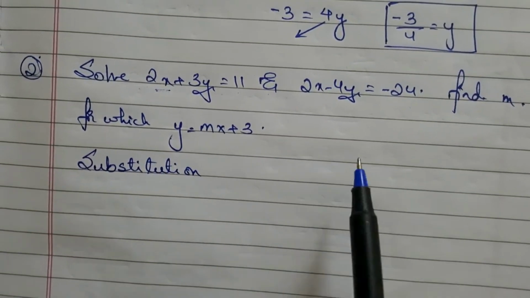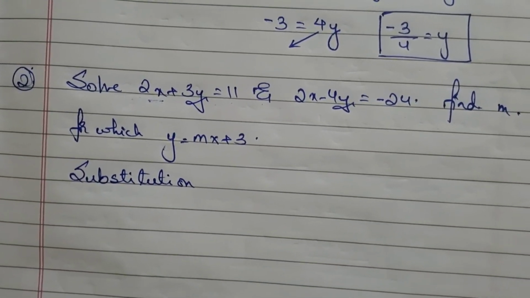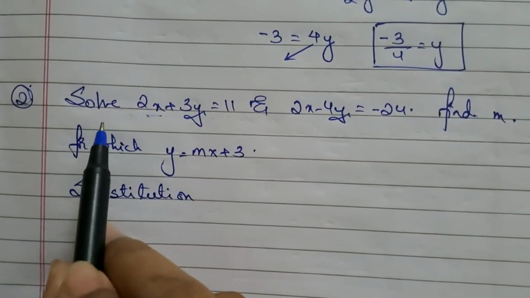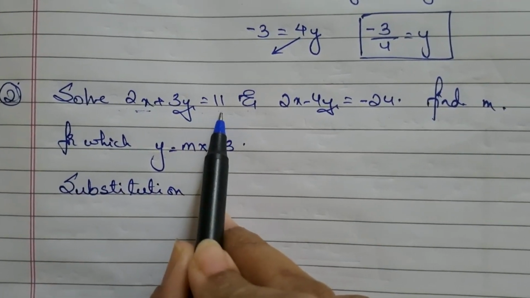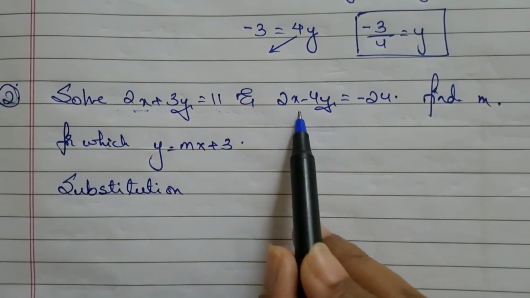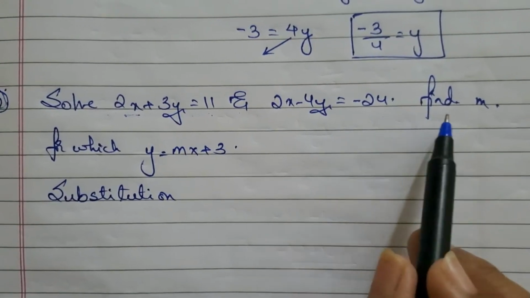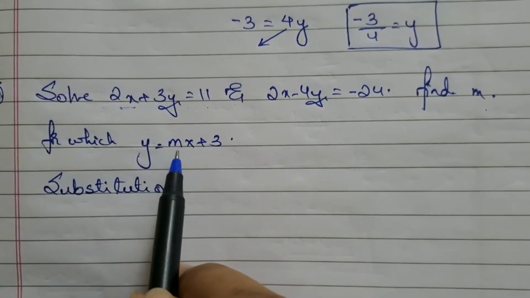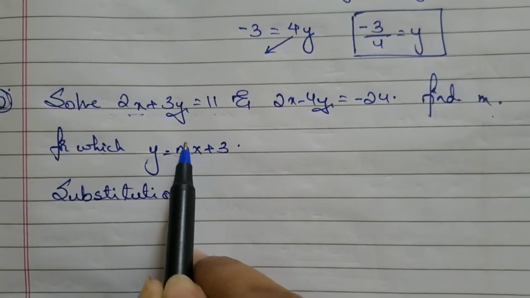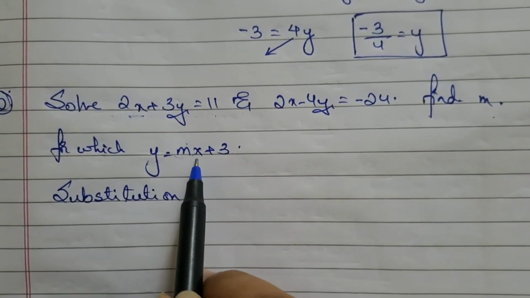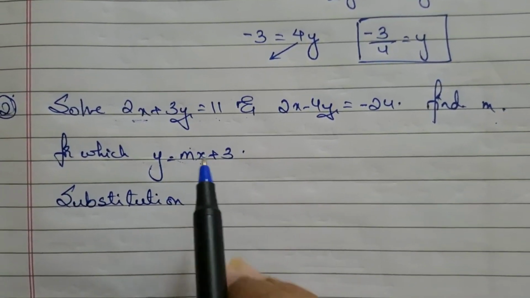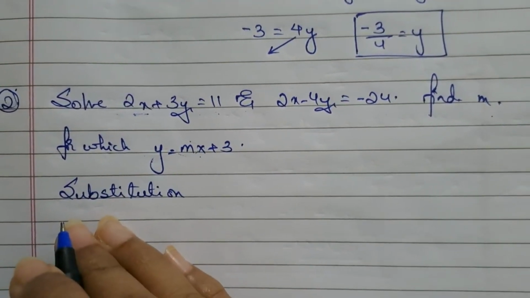Now, going to the second question of exercise 3.2, the question given is: solve 2x plus 3y is equal to 11 and 2x minus 4y is equal to minus 24. Find m for which y is equal to mx plus 3. You have to find the value of m by substituting x and y, but you don't know how to find the x and y. So far, you have only studied the substitution method.